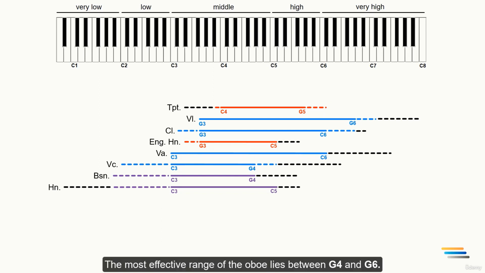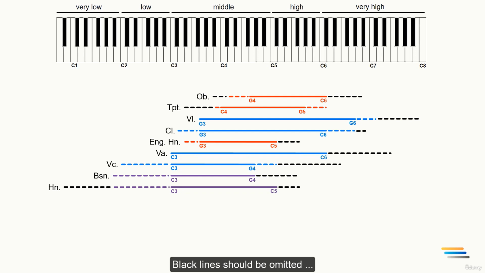The most effective range of the oboe lies between G4 and G6. Black lines should be omitted as they either have poor intonation or are difficult to play. In order to achieve soft sounding in scores, the use of extreme registers of the instruments should be avoided.